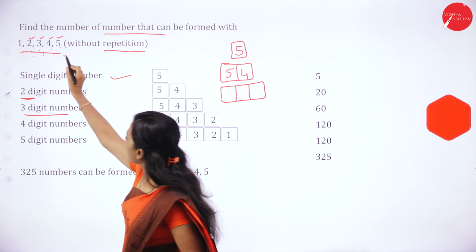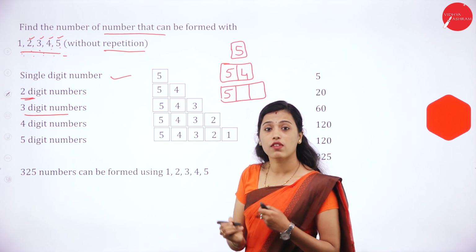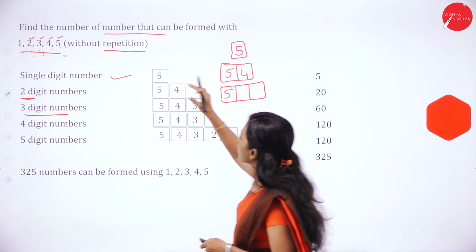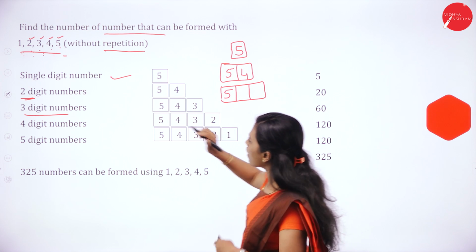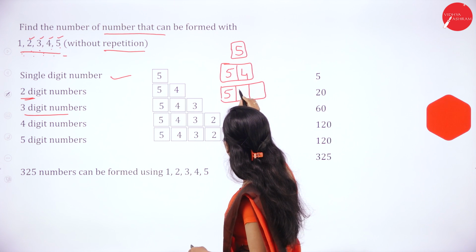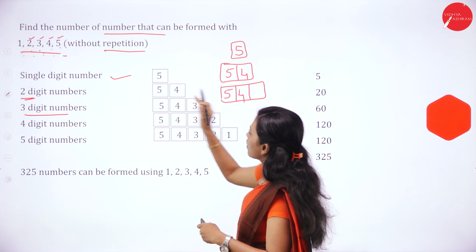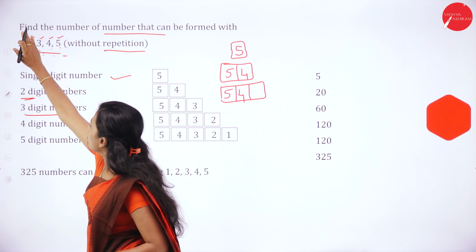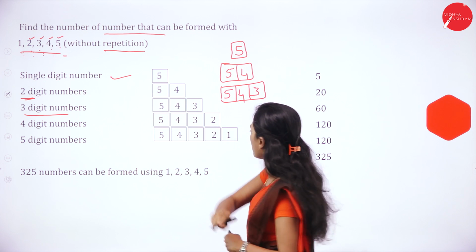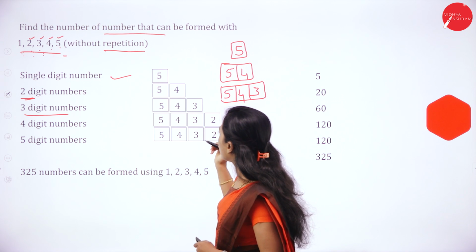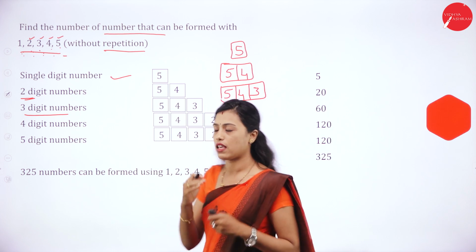So there are 5 numbers in the first box. We can arrange in 5 ways. In the second box, we have assumed that 1 we have inserted. So remaining will be 2, 3, 4, 5. Then 4 numbers. Then you assume that you have written 2. So how many will be left? 3, 4 and 5. So 3 ways. So we can arrange 3 digit numbers in 5 into 4 into 3 ways.